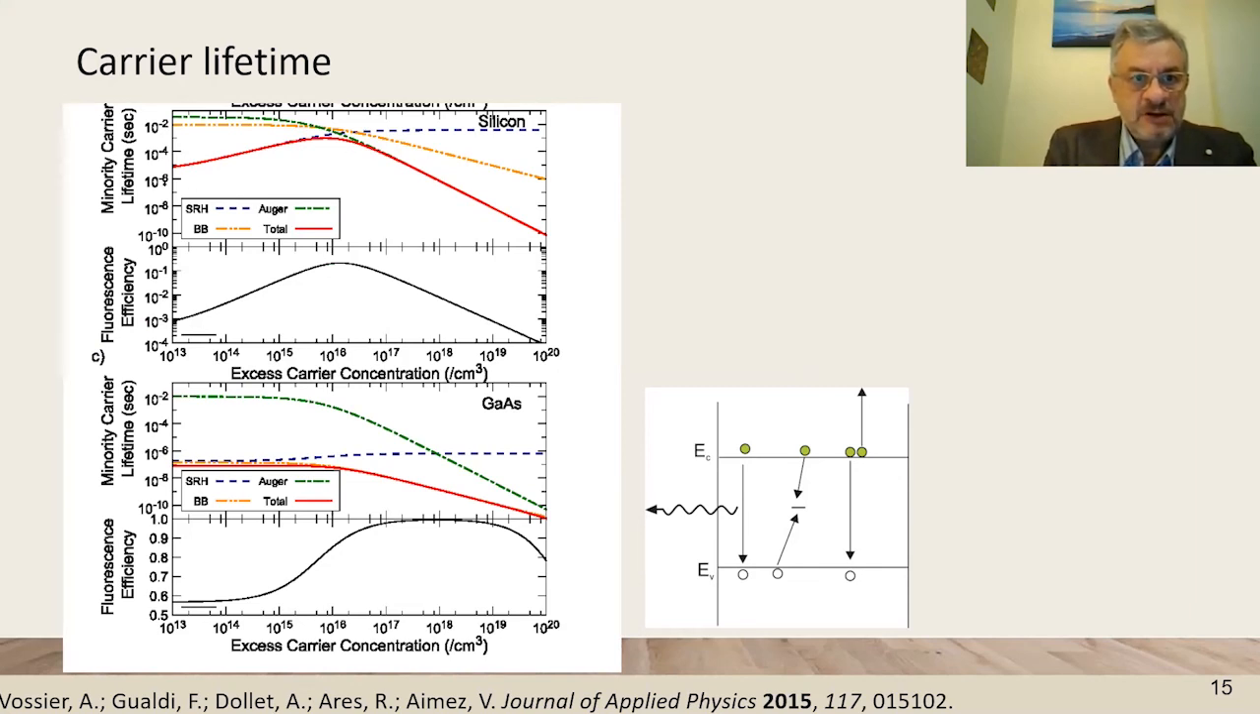Here we see the silicon recombination. This is dominated by Shockley-Read-Hall, but at higher carrier densities, this is controlled by Auger recombination.